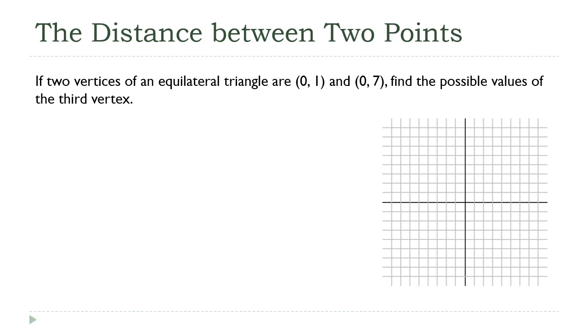So I've got another question here. This time something a little more geometry related. We're given 2 vertices of an equilateral triangle. So go ahead and graph them. That's going to be right there. And we want to find the possible values of the third vertex. Okay. I don't know where it's going to be. There's going to be one out there in the first quadrant somewhere.